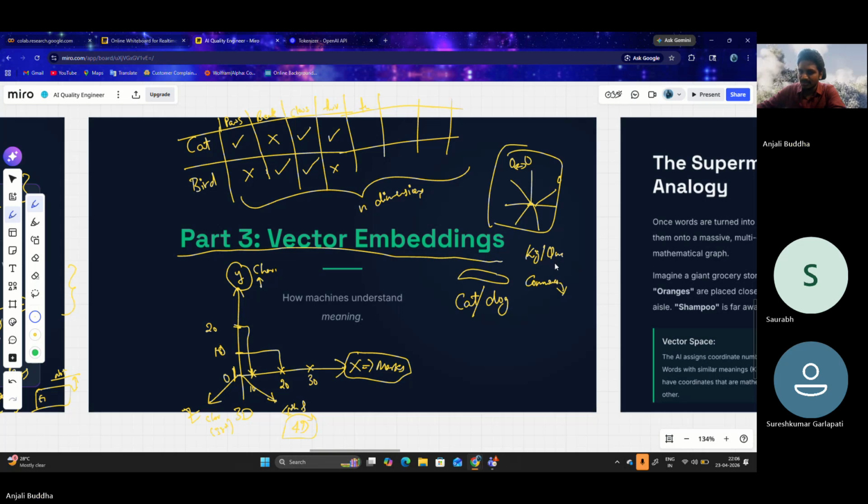Correct. So the distance between these two points in that particular dimension could be huge, right? So this is what we need to understand. I hope I gave you an analogy. So let's try to understand what it means now.